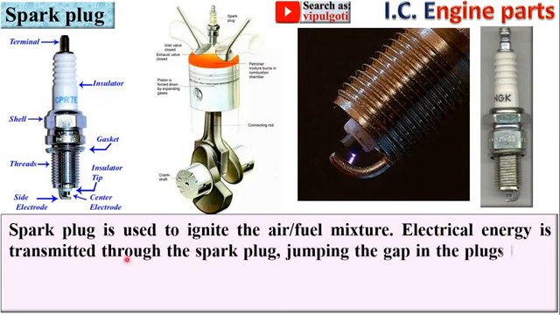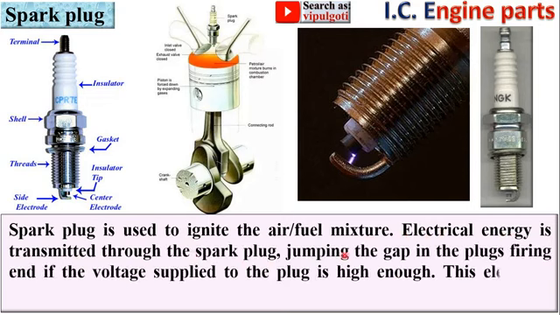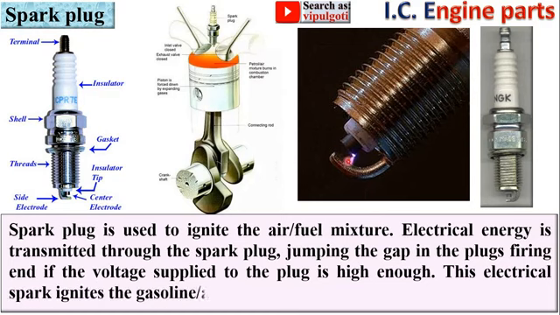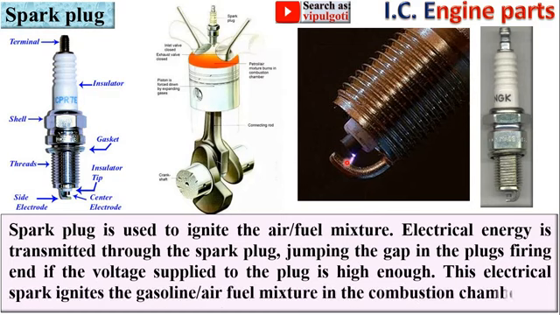Electrical energy is transmitted through the spark plug, jumping the gap in the plug's firing end if the voltage supplied to the plug is high enough. So if you supply high voltage to the spark plug, the spark is produced in the gap, and due to that the air fuel mixture is ignited. This electrical spark ignites the gasoline, or sometimes it is called the air fuel mixture, in the combustion chamber.